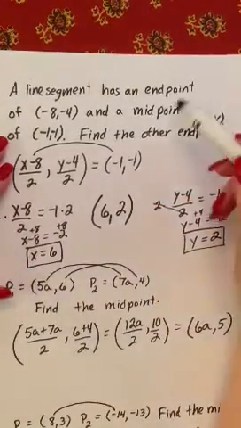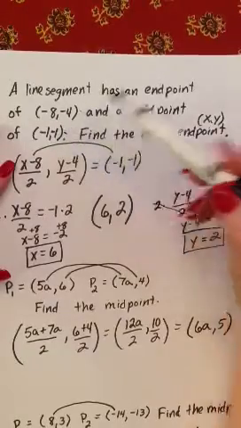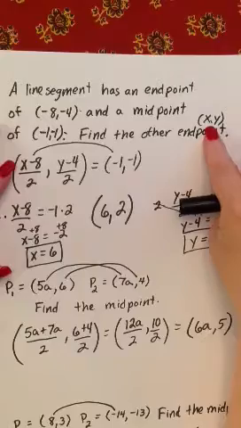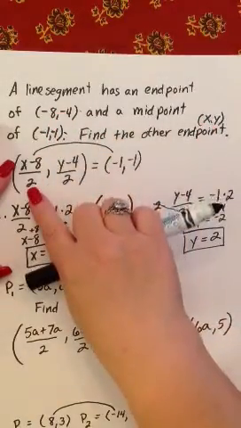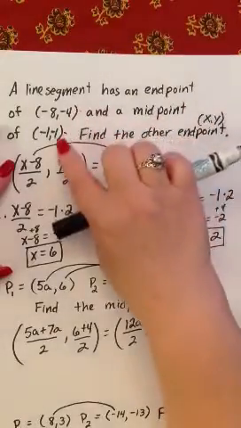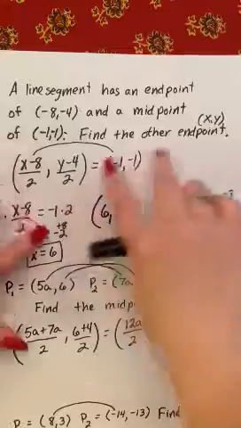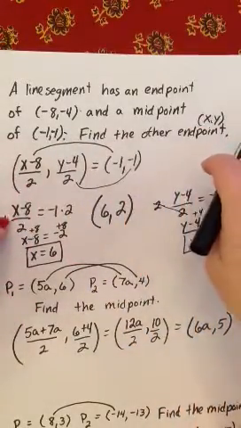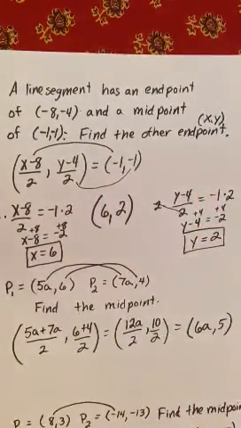Once again, how did I figure this out? This is an endpoint, this is the midpoint. So I called the endpoint that they asked me to find (x, y). So apparently (x - 8)/2 and (y - 4)/2 is going to have to be equal to (-1, -1). Then I just set them equal to each other, this equal to this over here, and this equal to this, and figured out what x and y were. All right, that's our discussion of midpoint.